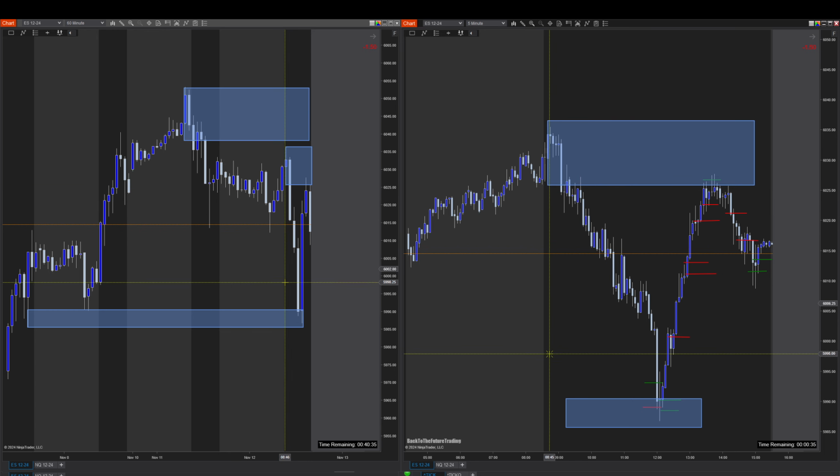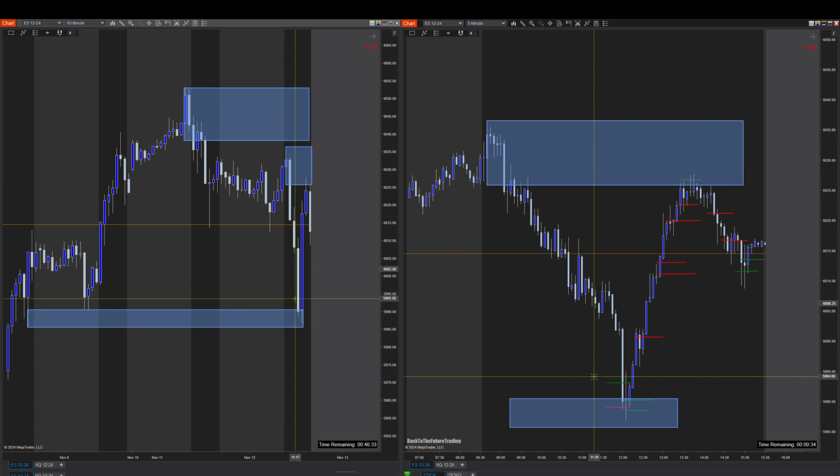Let's look at the trades that I took. I wanted to buy down here. I was really confident in this zone, so I took a stab. Oh, I want to go over this.